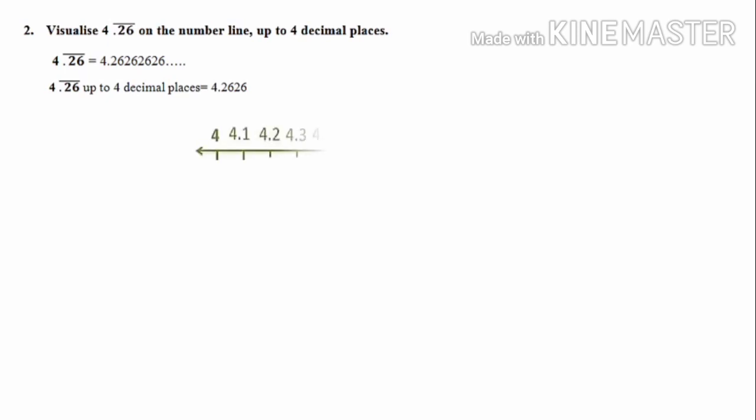So let's draw a line and mark 4 and 5, and the space between 4 and 5 is divided into 10 equal pieces. 1, 2, 3, 4, 5, 6, 7, 8, 9 and 10. And since the number starts from 4, the next number should be 4.1, next is 4.2, next is 4.3, 4.4, 4.5, 4.6, 4.7, 4.8, 4.9 and 5.